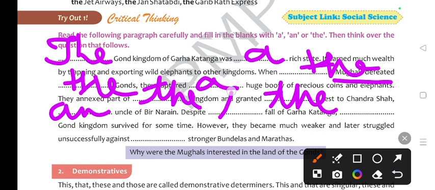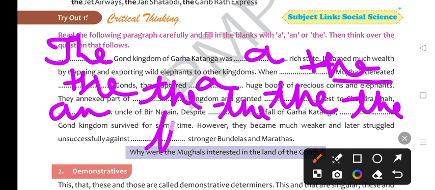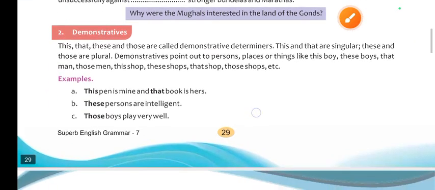Despite the fall of the Graha Katanga, the Gond kingdom survived for some time. However, they became much weaker and later struggled unsuccessfully against the stronger Bundelas and Marathas. Okay, so let's talk about demonstratives.